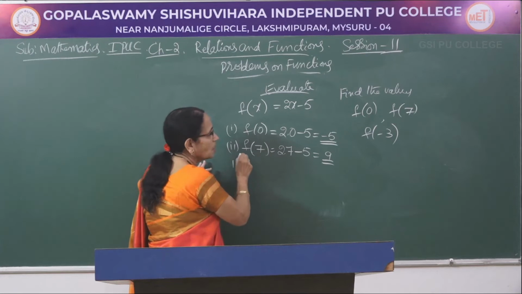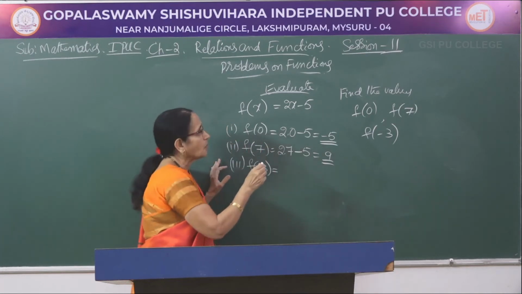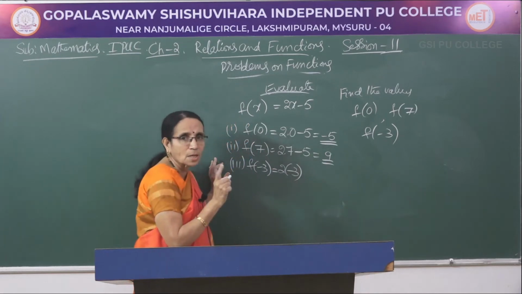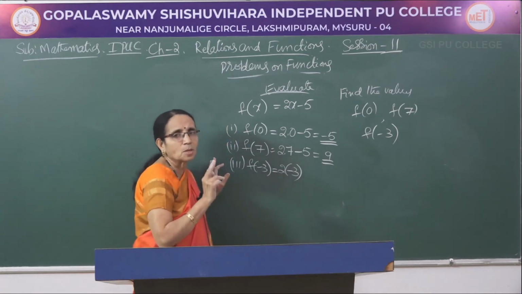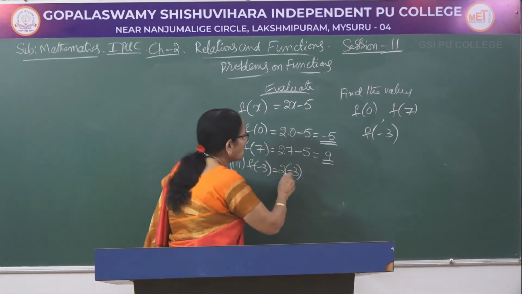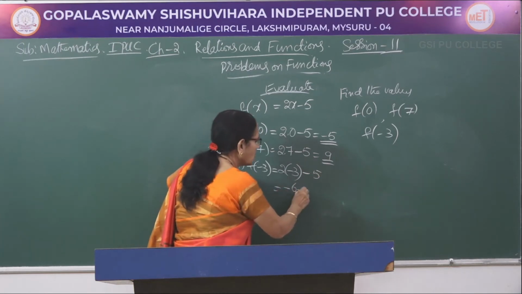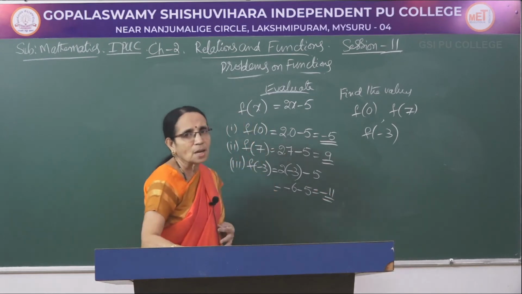Next, the third value is f(minus 3). I am giving a negative value. So, write 2 into, inside the bracket. Whenever you have a negative number, make it a habit to write it inside the bracket, especially when you are multiplying. 2 into minus 3 minus 5. 2 into minus 3 is minus 6, minus 5 would be equal to minus 11.